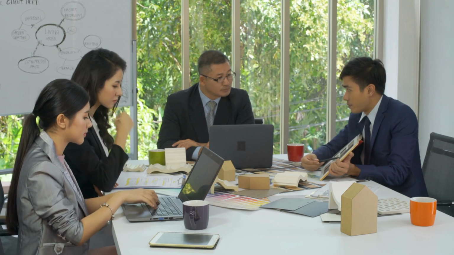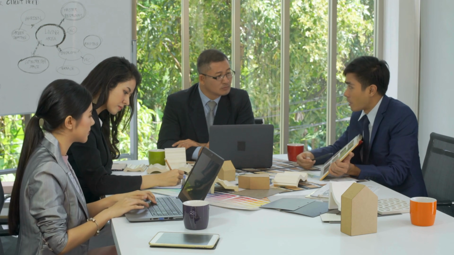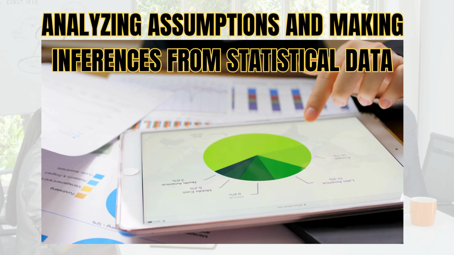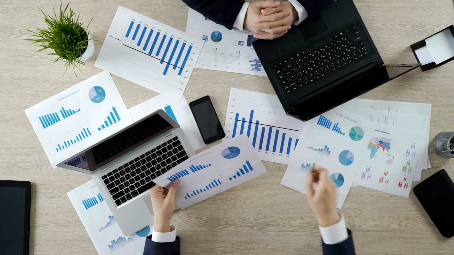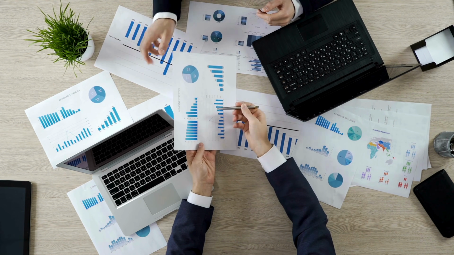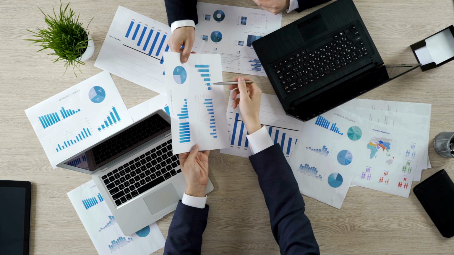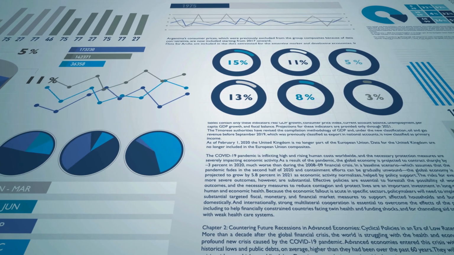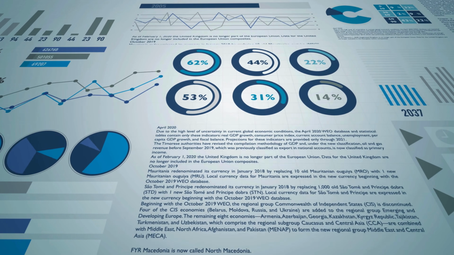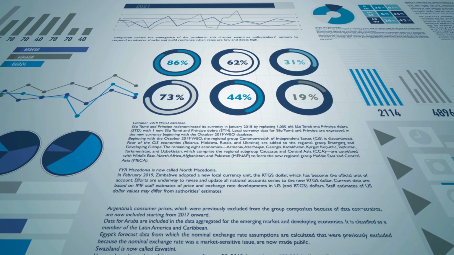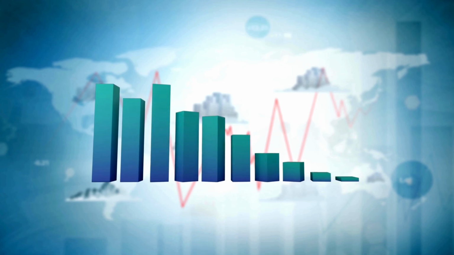In today's session, we shift our focus to a very crucial skill for every aspiring school head: analyzing assumptions and making inferences from statistical data. As school leaders, we are constantly presented with figures, charts, and test results. But numbers alone do not speak. It is our role to interpret them wisely, uncover the story behind the data, and make sound decisions that truly impact learning outcomes. In this episode, we'll practice going beyond the surface of percentages and correlations.